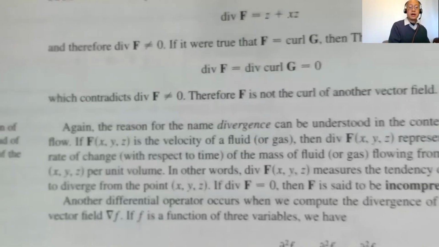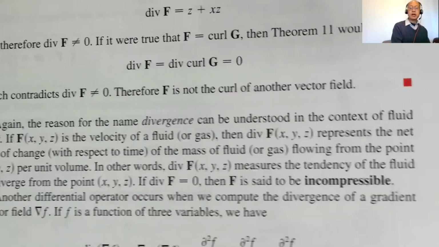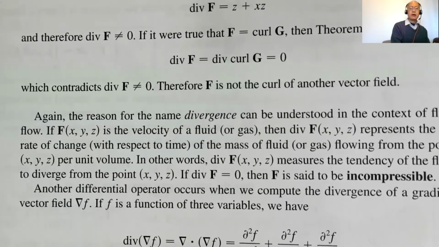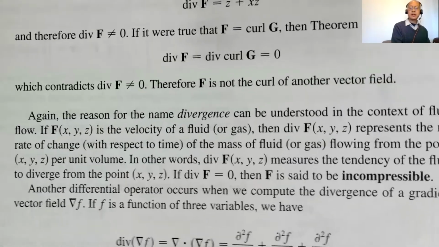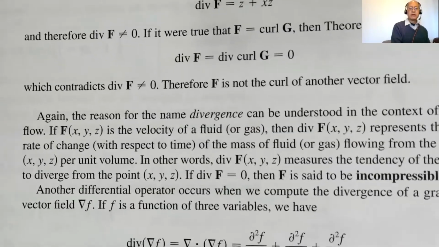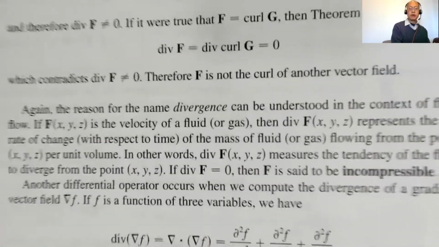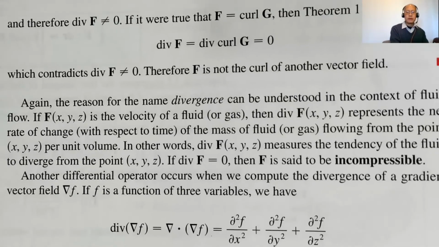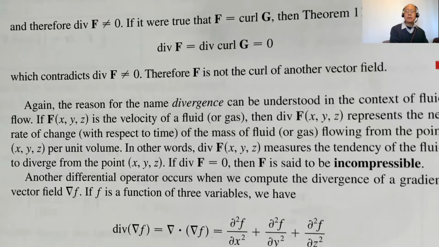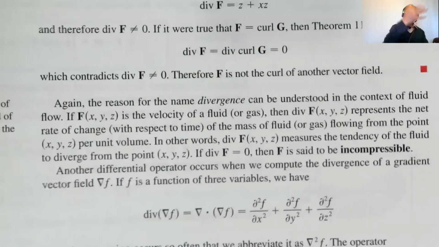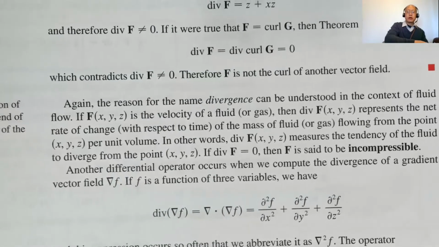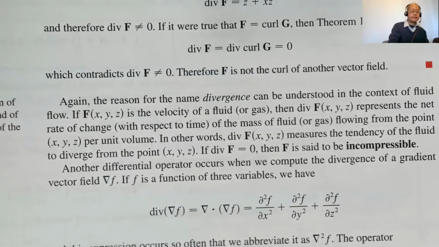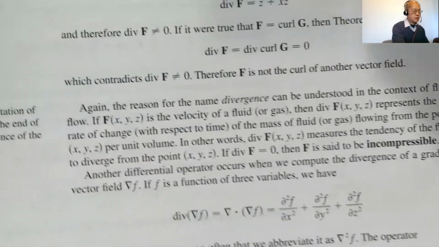On page 1107, a little bit of physics again. The reason for the name divergence can be understood in the context of fluid flow. If F of x, y is the velocity of a fluid or gas, then div F represents the net rate of change of the mass of the fluid flowing from the point per unit volume. There's a tendency of the fluid to diverge from a point. If the divergence of F is 0, then F is said to be incompressible. There is no tendency to either spread out or compress itself, as a gas or a fluid.